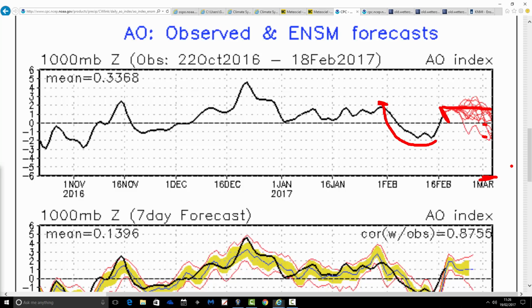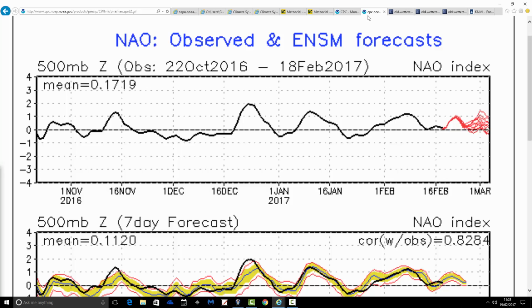The overall trend of the ensemble is to keep the Arctic Oscillation positive through to the start of March. But we do have one or two members that go quite negative there, indicating a return of northern blocking just in those ensemble members, but they aren't yet supported by the GFS ensembles overall.